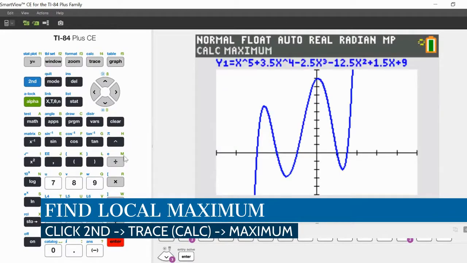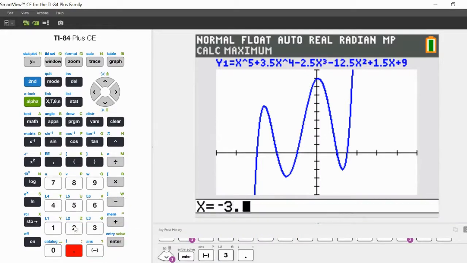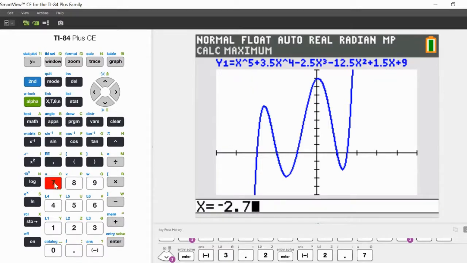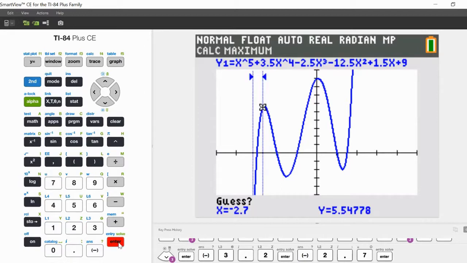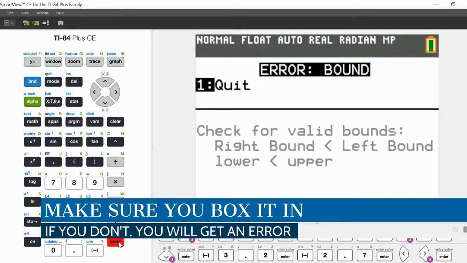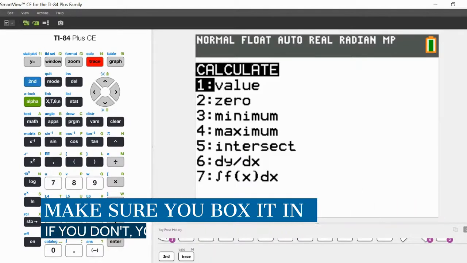Find a local max: second trace, calc, and then go to maximum. So this is something you did in Algebra 2 with parabolas and stuff. So we're just going to do it again to remind ourselves. You have to make sure that you bound it. What happens if you don't bound it correctly? Well, notice I didn't actually bound something that gave me all the way up to a maximum. If that happens, I'm going to get an error. So you have to make sure you box it in with the bounds. If you don't, you're not going to get the answer.